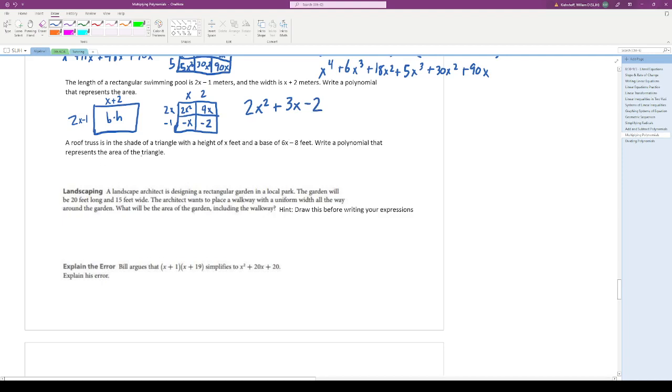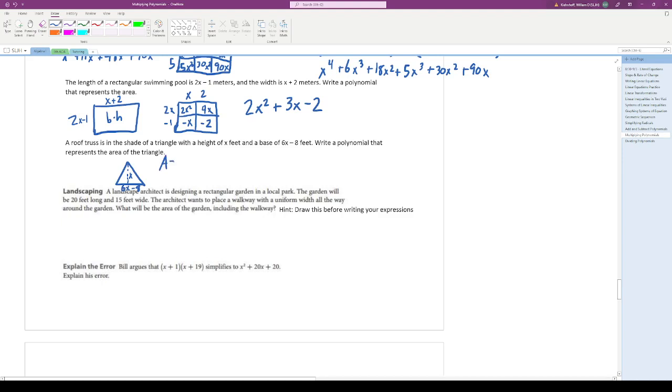Second problem, a roof truss is in the shape of a triangle. So a truss usually looks kind of like that. It says it has a height of x feet. So that's x. And a base of 6x minus 8.